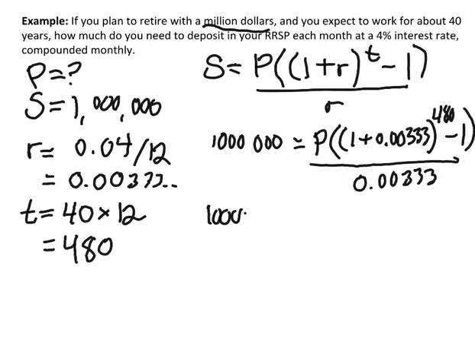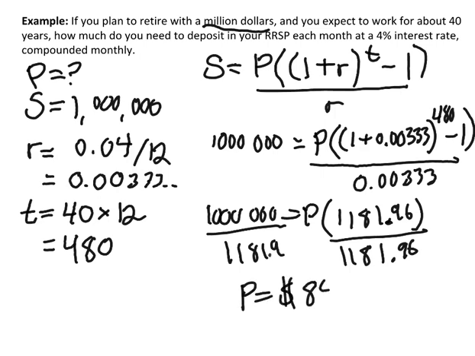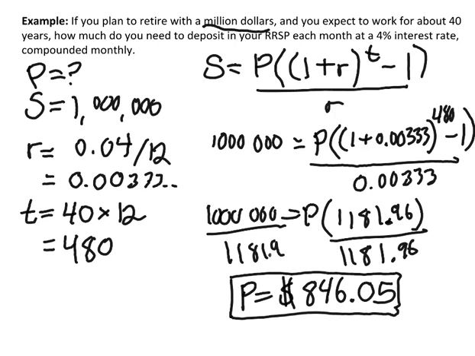So 1,000,000 on this side is equal to P times all of this stuff here plugged into my calculator worked out to 1,181.96. Then we can divide both sides by that. So we'll divide the million by that value, and we get P is $846.05. So if you would like to retire with $1 million in 40 years, and you happen to find a 4% interest rate, in reality, I mean, interest will change over your lifetime. It will go up, it will go down. Different products will do better than others, but we'll imagine we found 4%. Then what you would need to put in every month is $846.05.